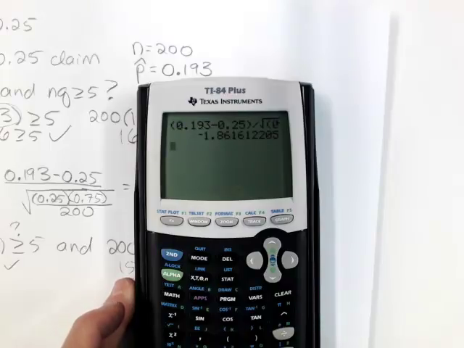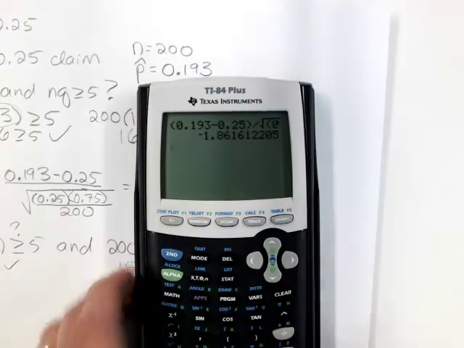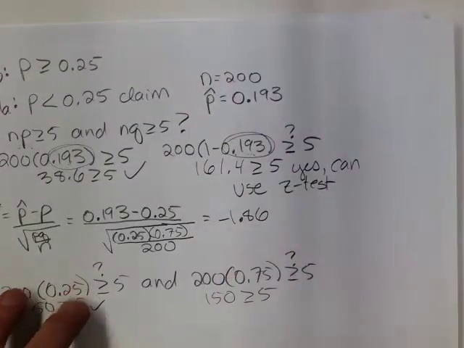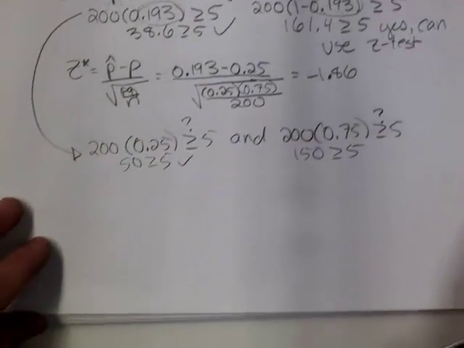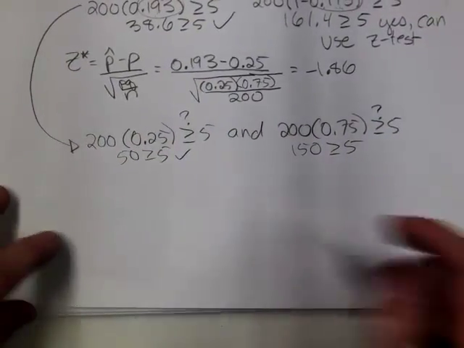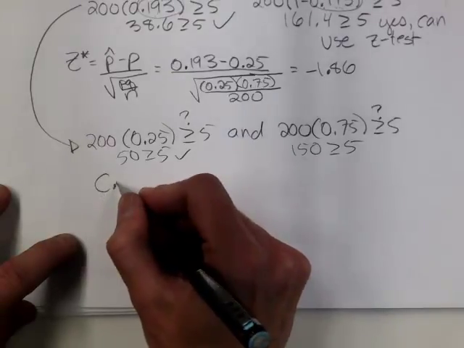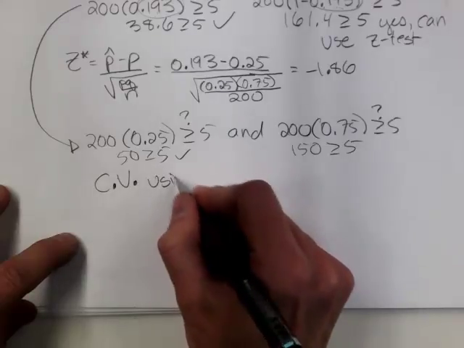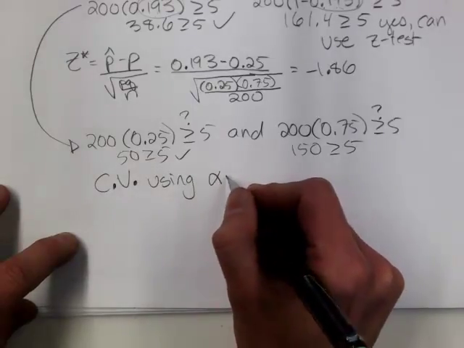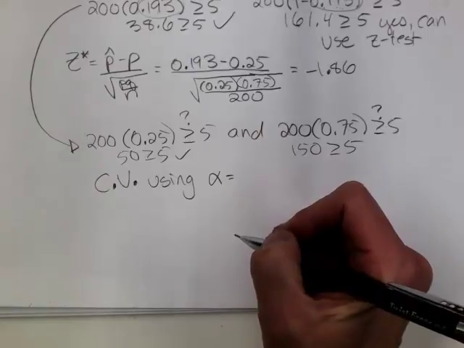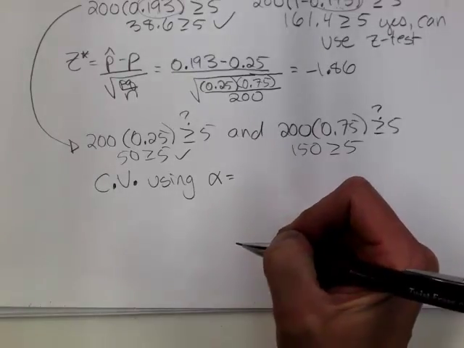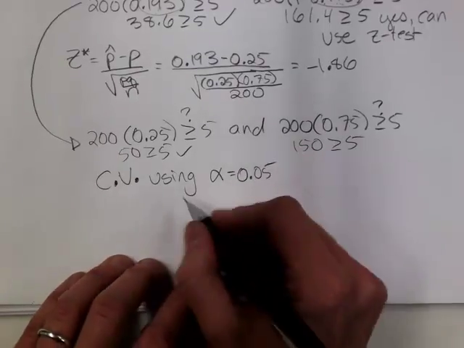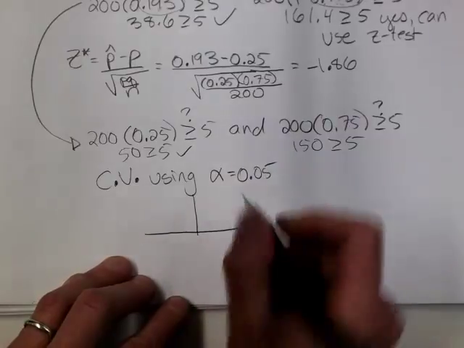Okay, so do you guys get negative 1.86? Now I need to find the critical value. Look, I'm getting lazy, I'm not even writing it out. So what's my level of significance in this problem? 0.05. It's a lower tail test. I know that by looking at the alternative.